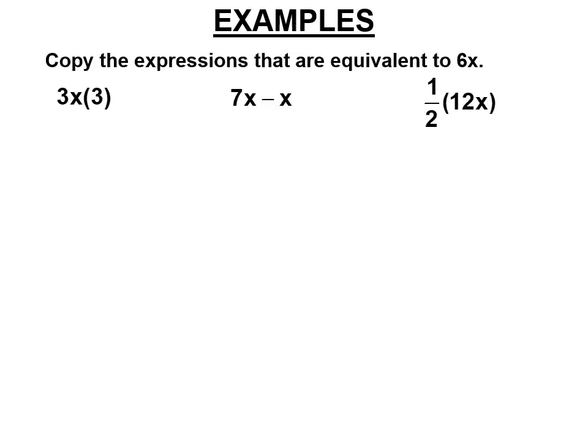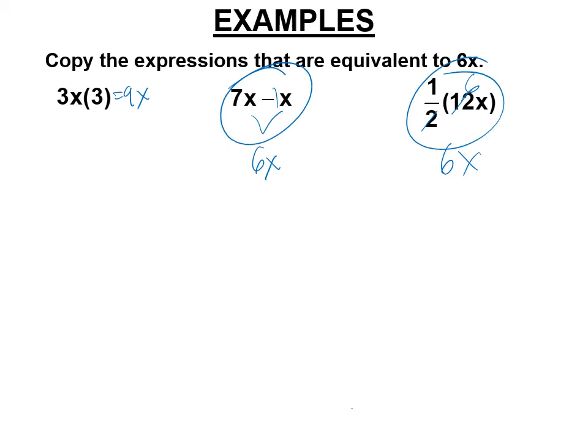Which ones are equivalent to 6x? 3x times 3 is 9x, so no. 7x minus 1x, that's 6x. Half times 12x, yeah, this cancels. So those two are equivalent. So any value of x, those two have the same answer, 6 times whatever x is.